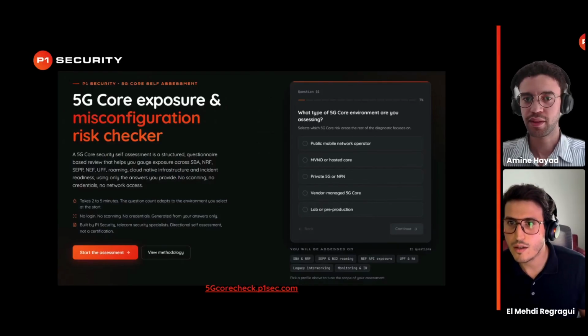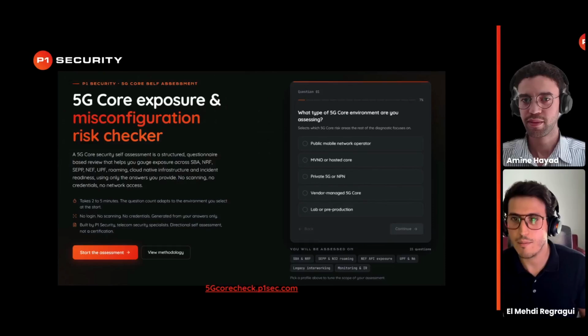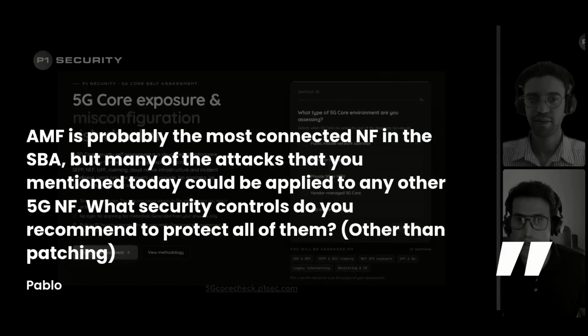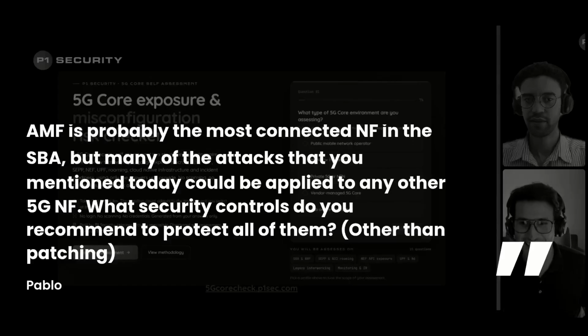So I see some other questions. Pablo, IMF is probably the most connected NF in the SBI, but many of the attacks that you mentioned today could be applied to the 5G core NFs. What security controls do you recommend to protect all of them, other than patching?